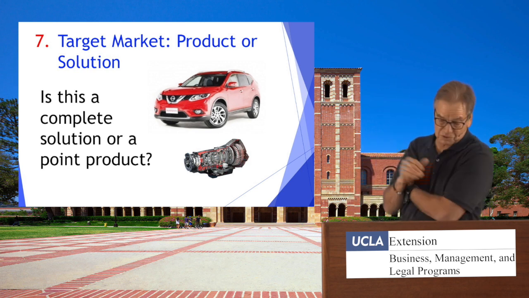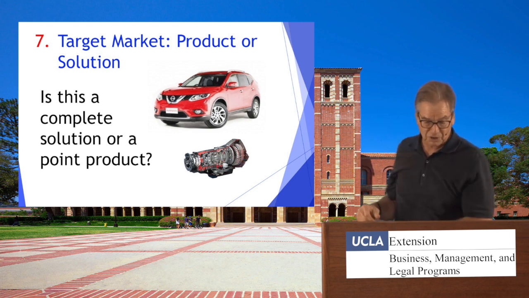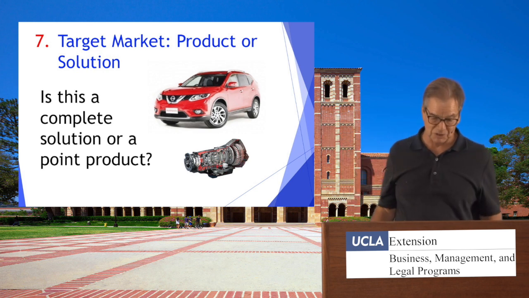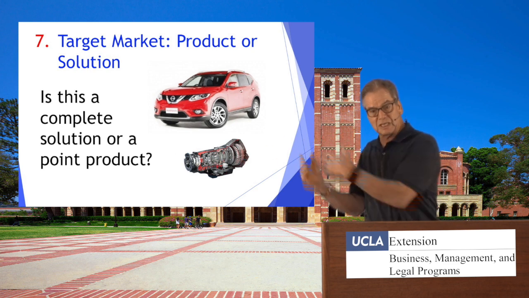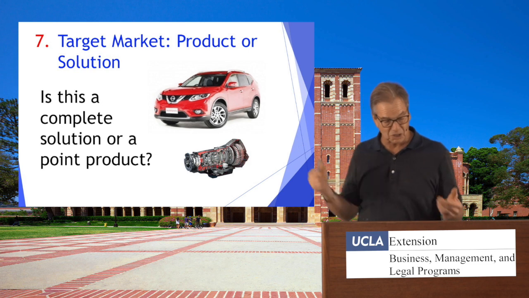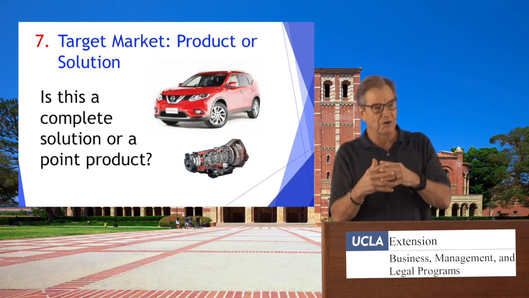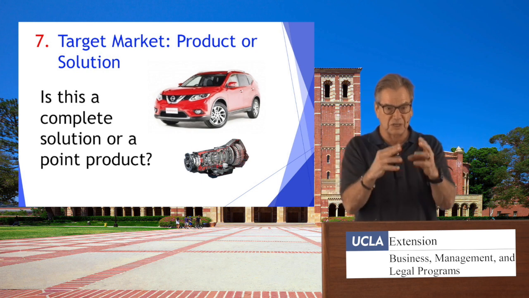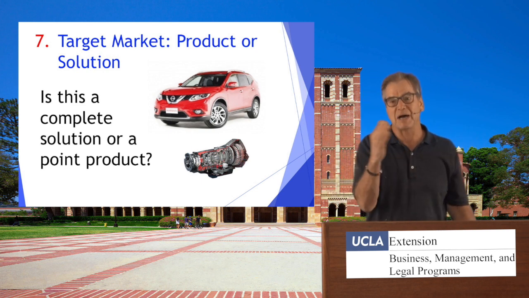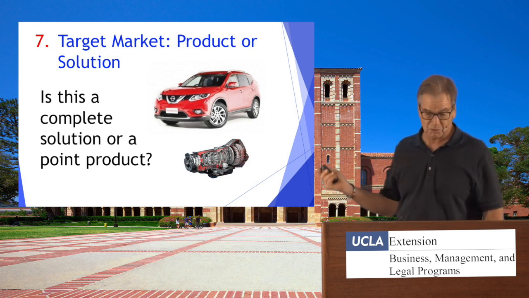So here I've got this red sedan. That's a complete solution. Get in and start it and take off. But then I also have a transmission. We're selling a transmission that goes in the car. We just as easily could have a little part that goes into the transmission into the car. So just be aware, is what you're selling a part of the whole or a breakdown of the sum? Because that might be some aspect that you use in segmenting your market.